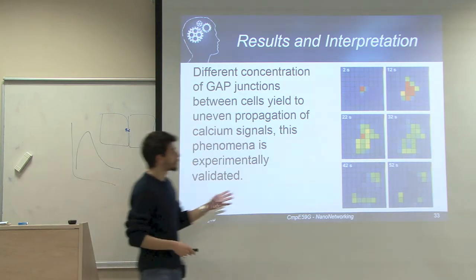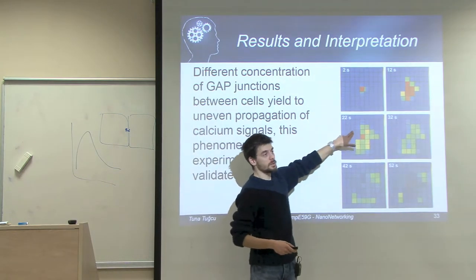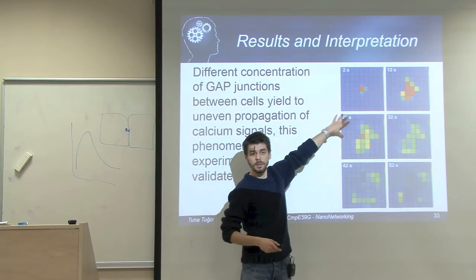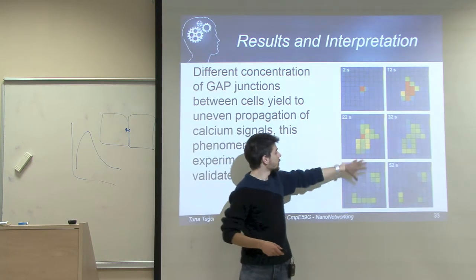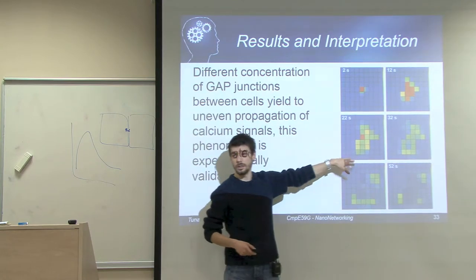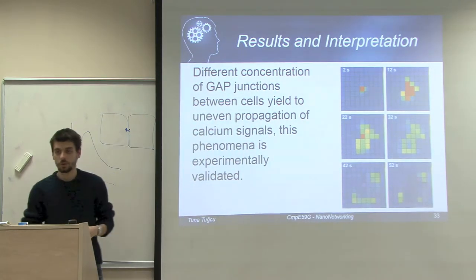So if you close some of the gap junctions here, you can prevent the information from going this way and cause the information to go to these cells. This is what we plan to work on.